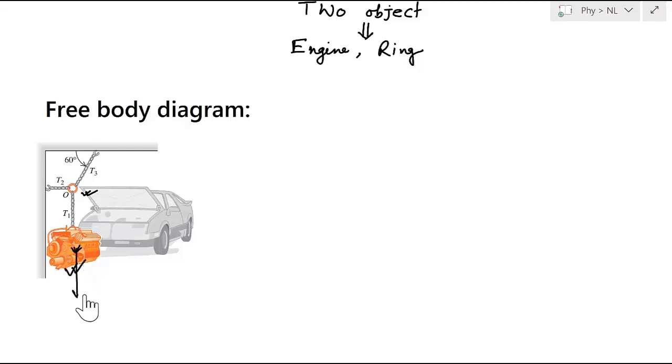One force is acting, that is weight. Another force, that this chain is trying to pull this engine in the upward direction, that is force T1. So let us write free body diagram or draw free body diagram for engine.